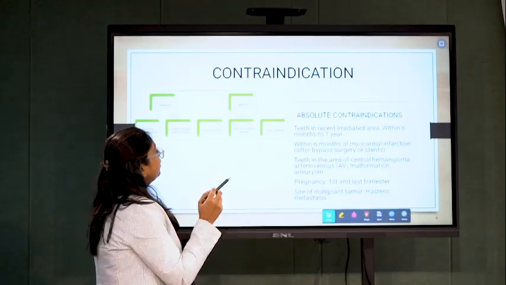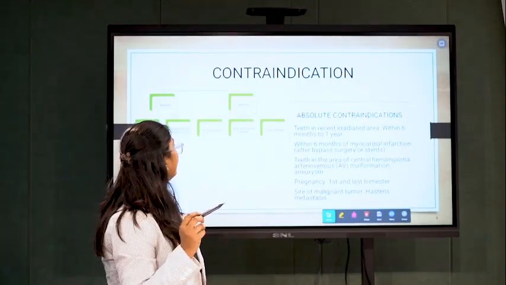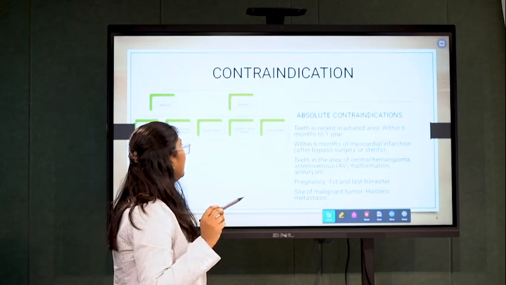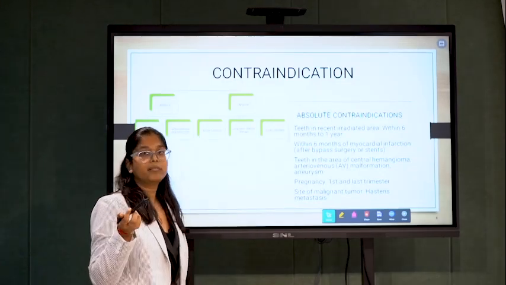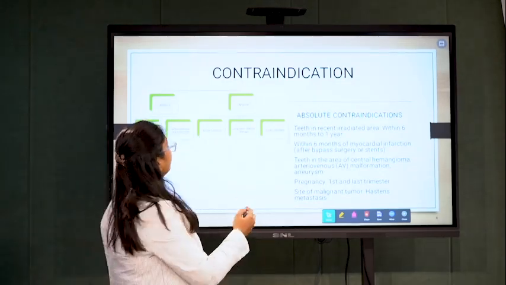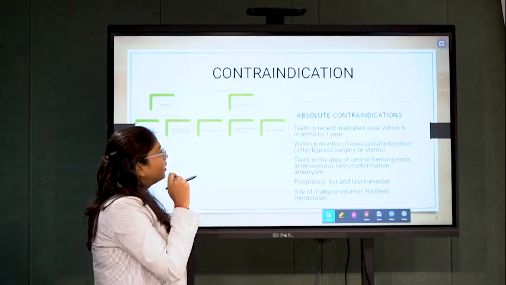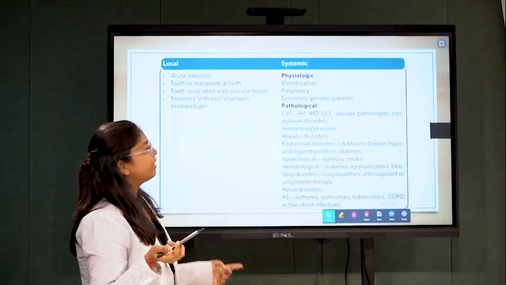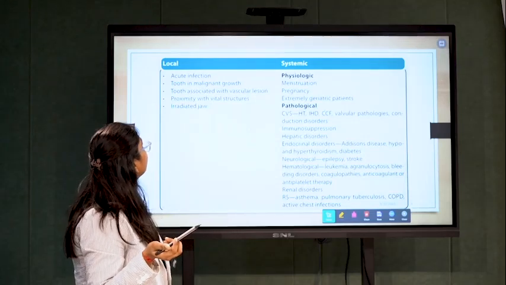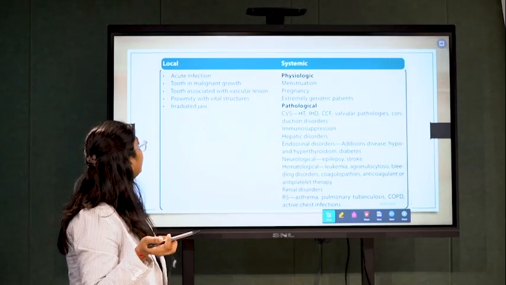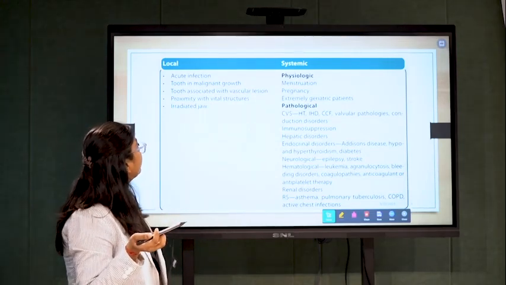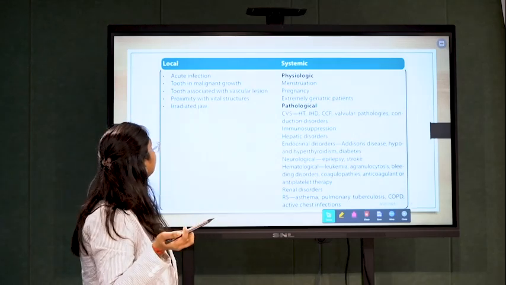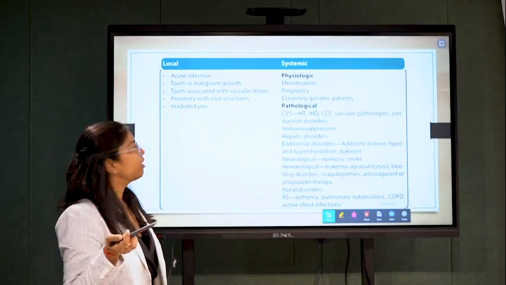Talking about the relative contraindication: acute cellulitis, long-term steroid therapy and liver disorders, because there can be risk of bleeding. Other way of classifying the contraindication is local and systemic. Local contraindications are same as the absolute contraindication, which is acute infection, malignancy, irradiation and proximity with vital structures.